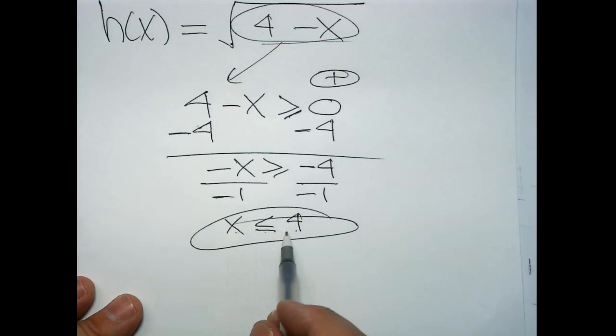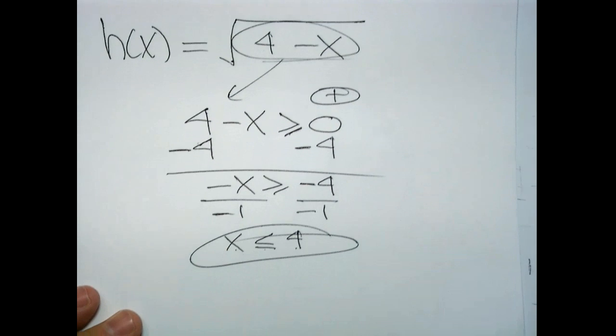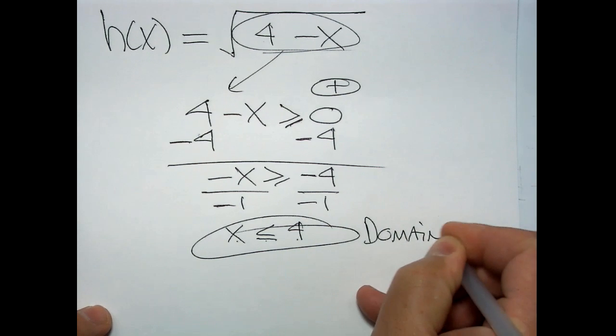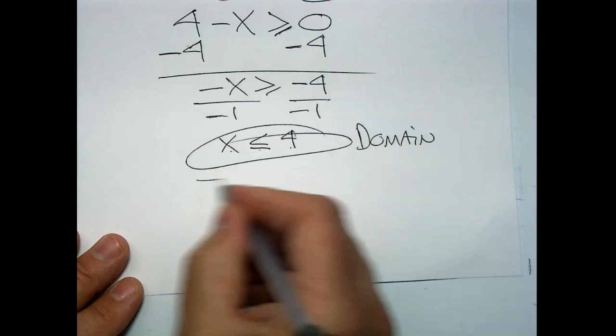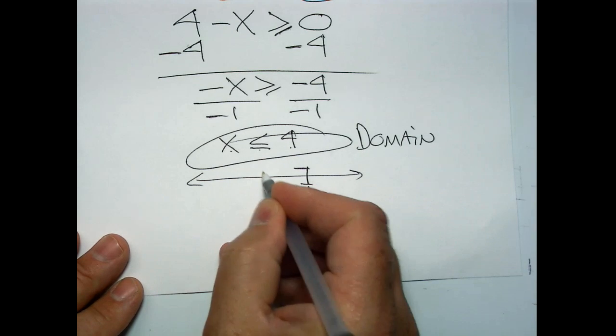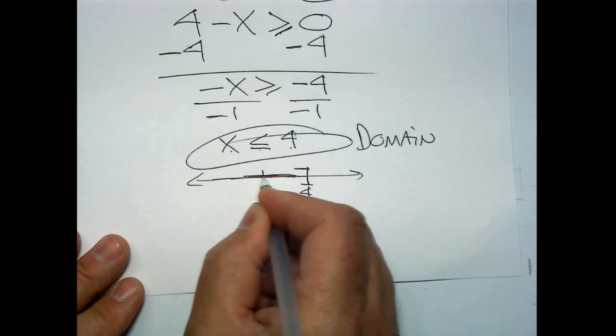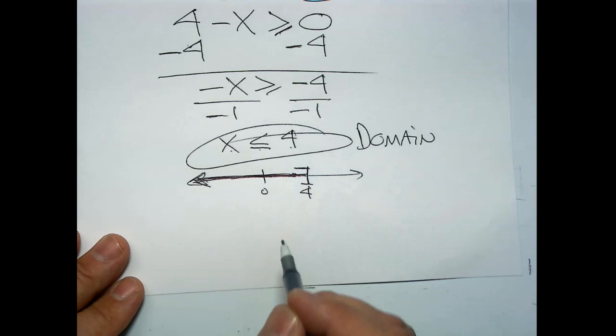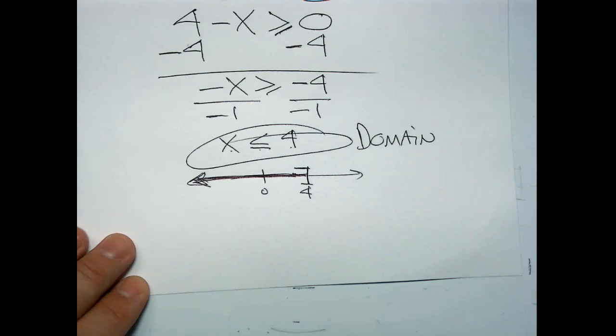So 5, 6, 7, 8, 9, they're going to cause you to take the square root of a negative number. This is the domain right here. All x values less than or equal to 4. You can even represent that on a number line if it helps you visualize it. So 5 definitely shouldn't be in there. It doesn't work. That's your domain.